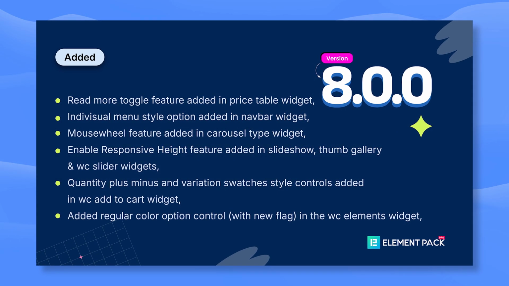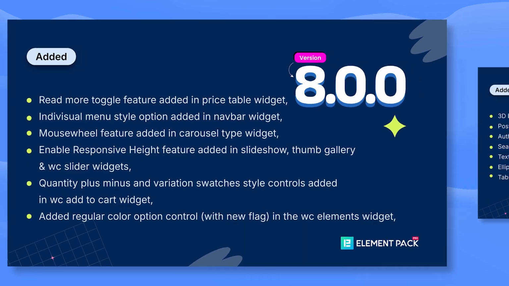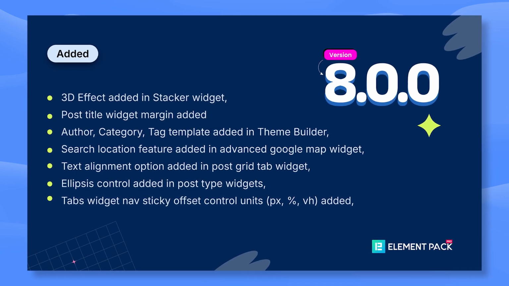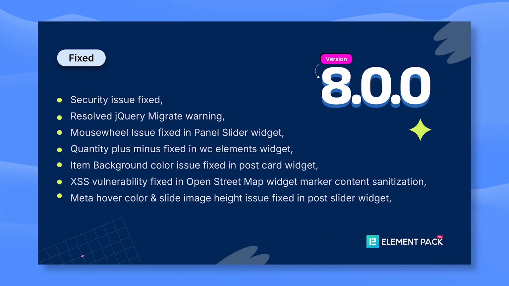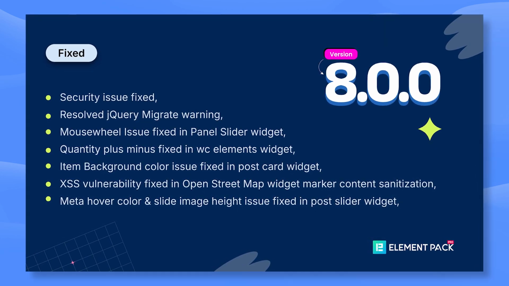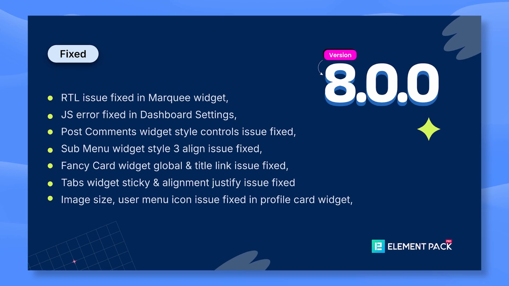That's not all. Element Pack Pro version 8.0 adds features like Read More toggles, custom Navbar styles, carousel mouse wheel, daylight saving time support, map search, 3D effects, and more. These powerful tools help you build smarter, faster, and stunning websites with ease. Start creating today.